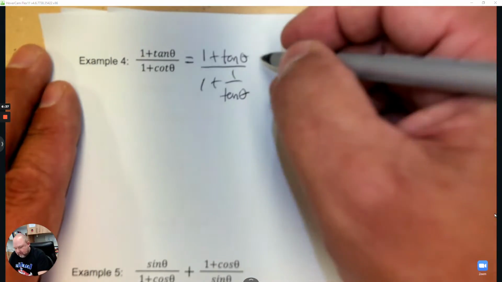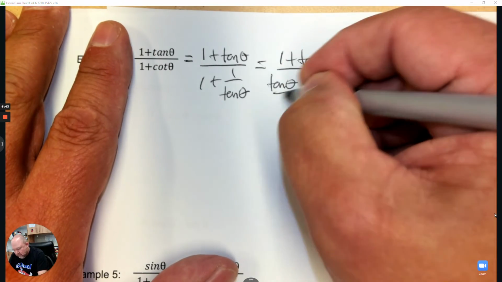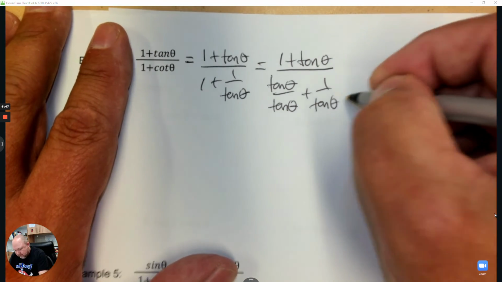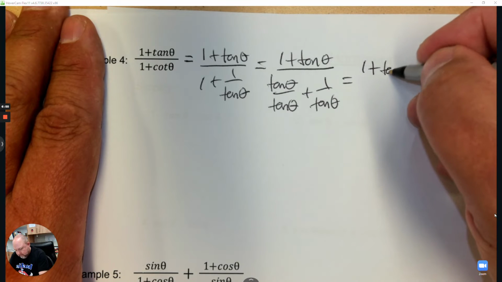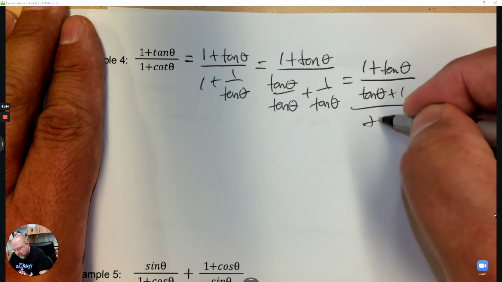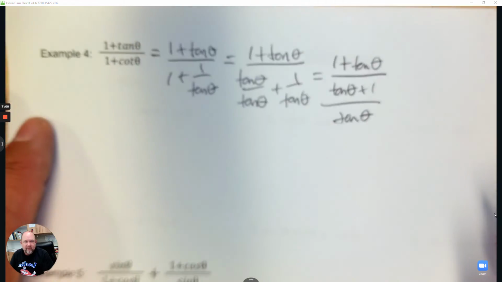I'm going to get common denominators in the denominator. So instead of 1, I'm going to write it as tangent theta over tangent theta, so that I have common denominators. And then I'm going to write it as 1 fraction. So I have that common denominator of tangent theta. Tangent theta plus 1, they just go beside each other.